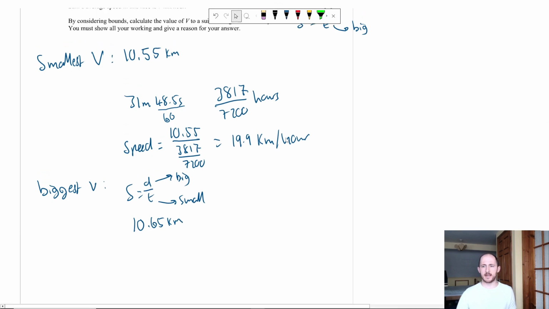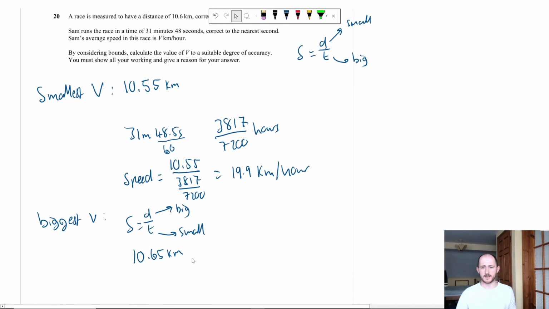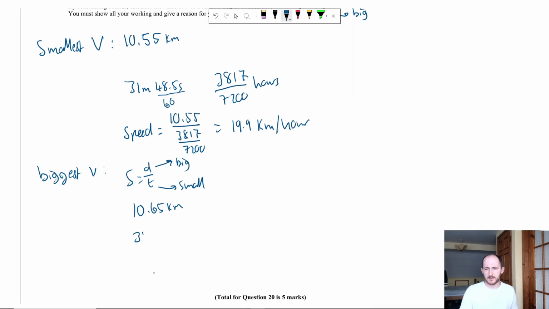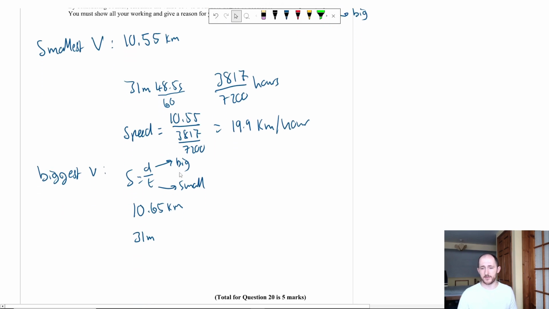By the way, there is another way to lay this out where you basically write down the bounds for the distance like this. And you write down the bounds for the time as well. And then you can use it there if it's easier for you to visualize. And for the time, we're going to have still 31 minutes. But we want the time to be as small as possible. So that's 47.5 seconds.